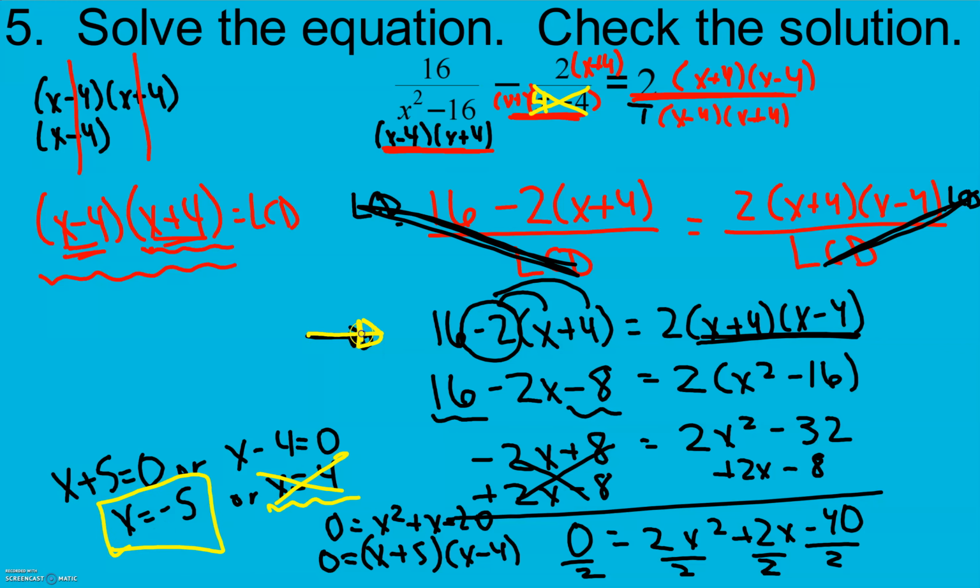And again, once we get to here, it's just solving equations like we've been doing all year. So once we get rid of that fraction by multiplying by our common denominator, once both sides have a common denominator, it's just solving that quadratic equation like we've been doing for months now.